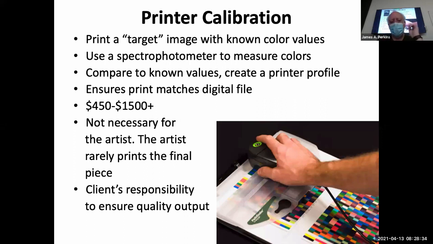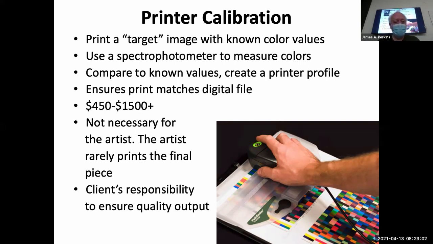And that's what you can see here in this photograph. You see that this person is holding a device over a sheet of paper that consists of lots of little blocks of color. What you're seeing there is the target that has been printed. And because that target was printed from the calibration software, it knows what those colors are supposed to look like.